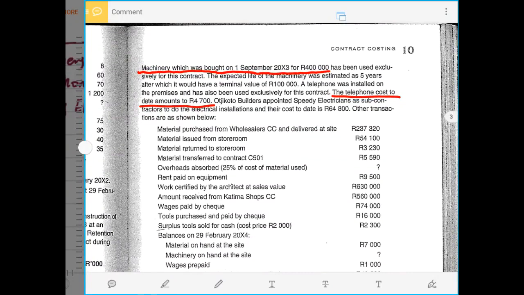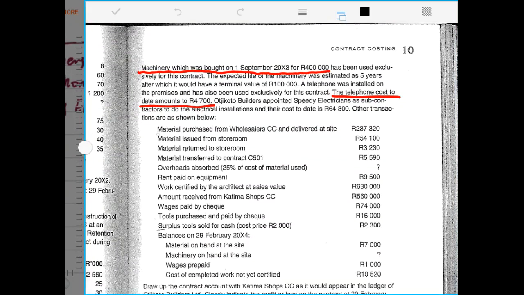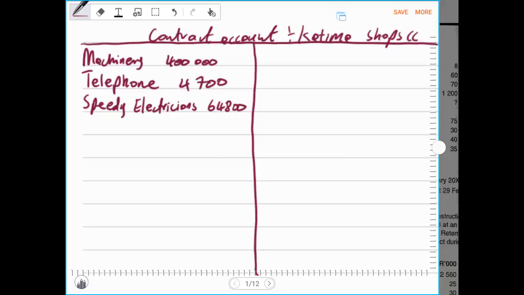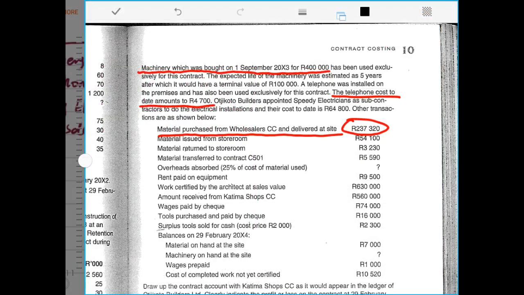Then we have other costs that were incurred in terms of the material, and the material was from the wholesaler, and it amounted to 237,320. We don't know whether it was cash or credit, but we just say wholesaler because it was from the wholesaler. We record wholesaler close corporation, 237,320. That is the material that was purchased from the wholesaler.